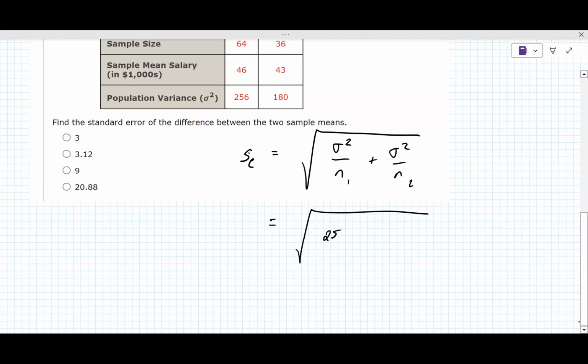Of course, here, 256 over 64 plus 180 over 36. Will you give that a try, please, and let me know what you come up with there? We will need that other formula sheet for other stuff, so let me also look for that.